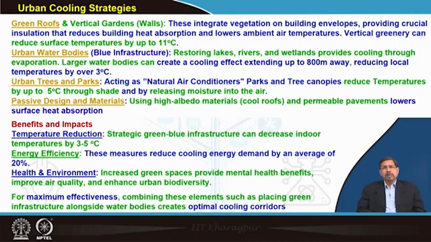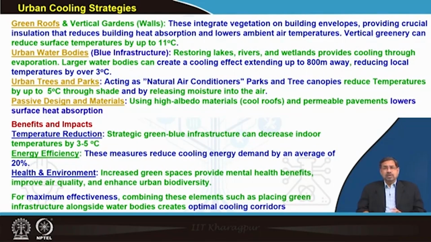So, health and environment: increased green spaces provide mental health benefits, improve air quality and enhance urban biodiversity. What happens if we need to realize the maximum benefit or the optimum effectiveness? We need to combine this. Place the green infrastructure along the side of water bodies, or the blue infrastructure, so that optimal cooling corridors can be created.